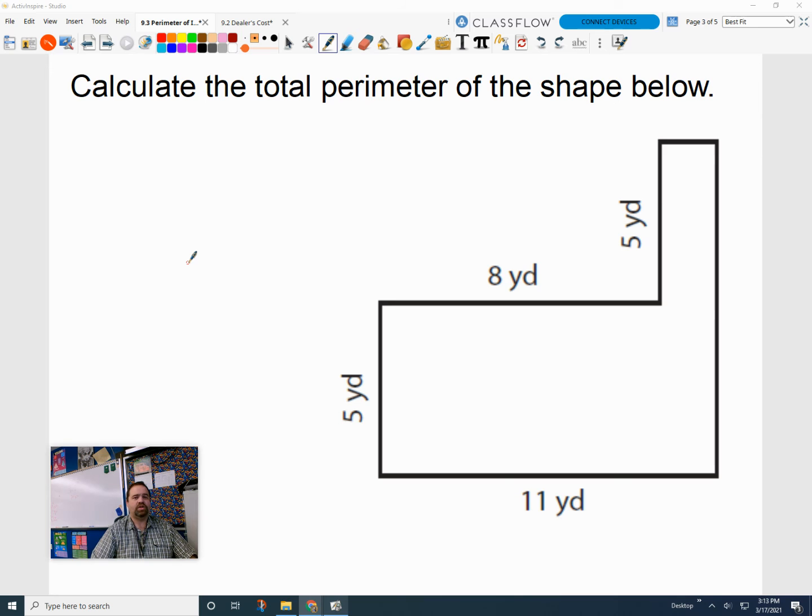I need to make sure that the top and the bottom have the same width, and the sides left and right have the same height. So across the bottom here, I've got 11 yards. And then on top, I've got 8, which means this piece up here has to be 3 yards. And then similarly, I've got a piece here on the left that's 5. I've got another piece that's 5. That means the total height on the side here is 10.